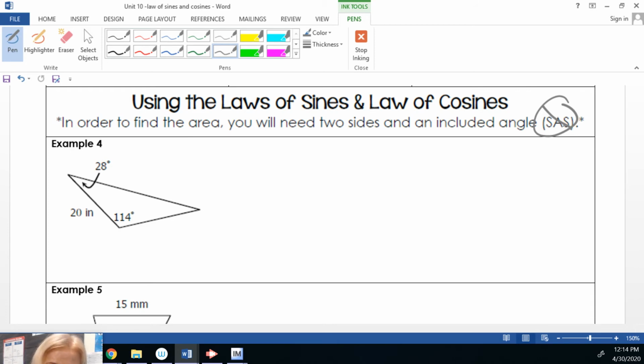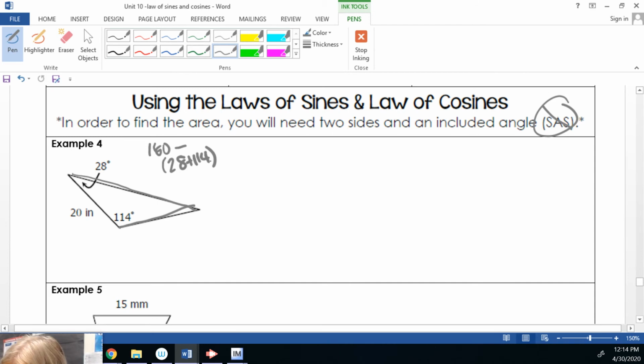So in this case, I either need this side, because I just need either of the two sides, that one or that one. Now, if it's me, I would probably figure out real quick the other angle so that I could just be assured that I can use law of sines, because as we know, law of sines is a little easier than law of cosines. So if we take 180 and we subtract 28 plus 114, 180 minus (28 plus 114), in parentheses, make sure you get that sum and subtract it, then I get a 38-degree angle.